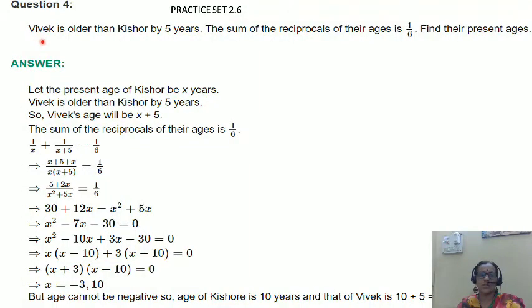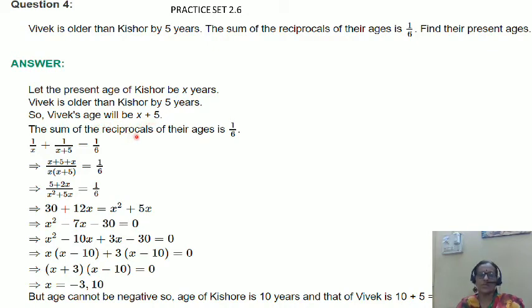Your next question is: Vivek is older than Kishore by 5 years. The sum of the reciprocals of their ages is 1/6. Find the present ages. Now let the present age of Kishore be x years, and Vivek is older than Kishore by 5 years, so Vivek's age will be x plus 5 years.